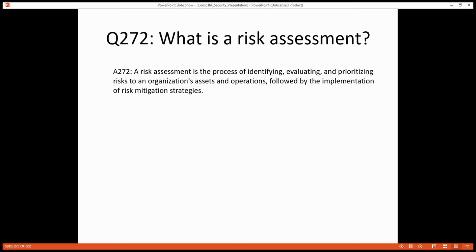Q272. What is a risk assessment? A272. A risk assessment is the process of identifying, evaluating, and prioritizing risks to an organization's assets and operations, followed by the implementation of risk mitigation strategies.